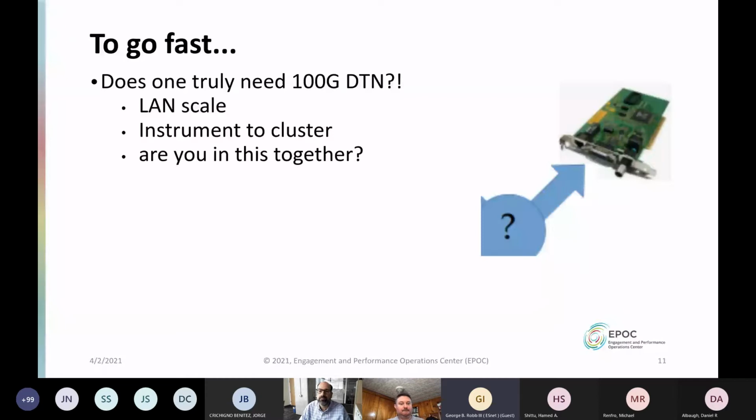That said, 100 gig DTNs would be awesome for campus scale, right? If you've got 100 gig from point A to point B, building A to building B on your campus, go. Is it an instrument into your cluster? Go. Basically, are you in this together? Are you building a DTN to help the science and to help the teams and be part of the community?